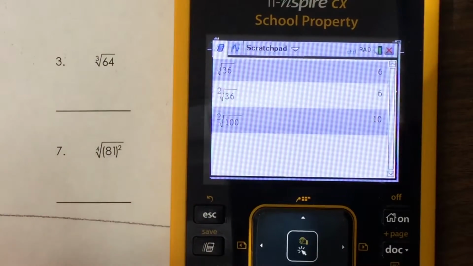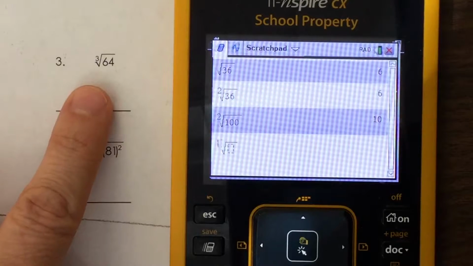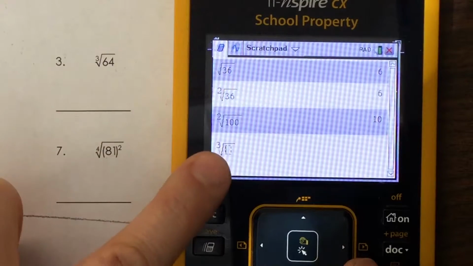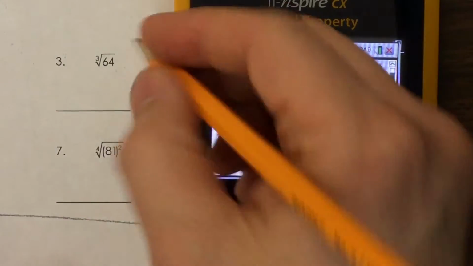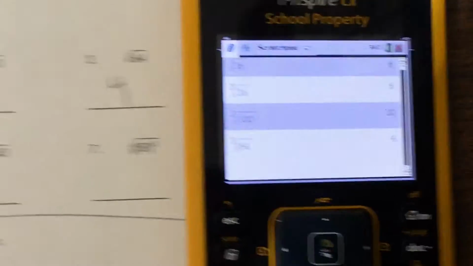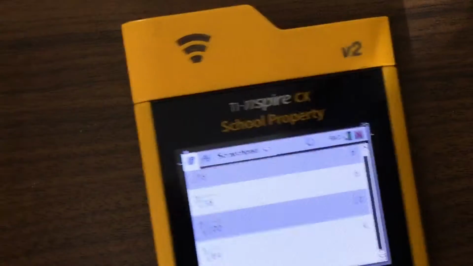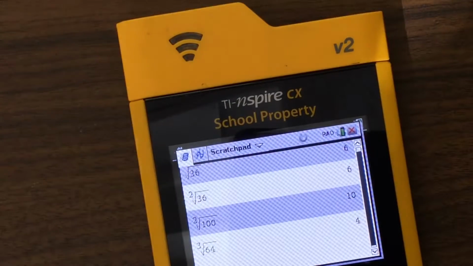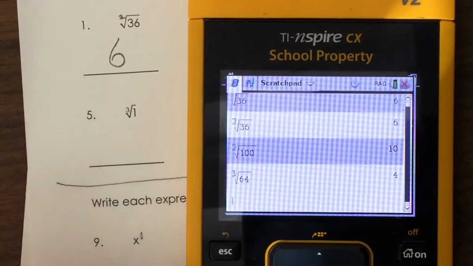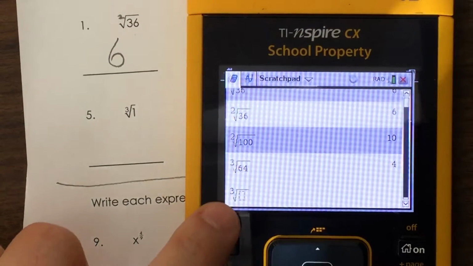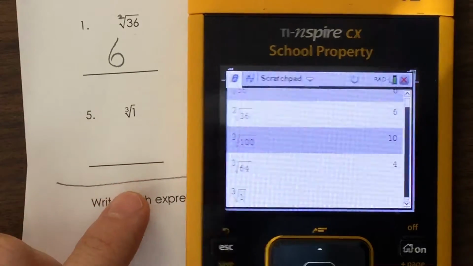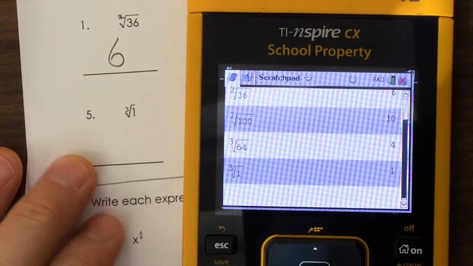Okay, number 3, cube root of 64. Let's go ahead and do control caret. I need to put a 3 here, arrow to the right to get in the radical, put 64. The answer is 4. All right, number 5. We have the cube root of 1. Okay, so control caret, cube root, pushing 3 on the outside, and then 1, push enter. The cube root of 1 is 1.